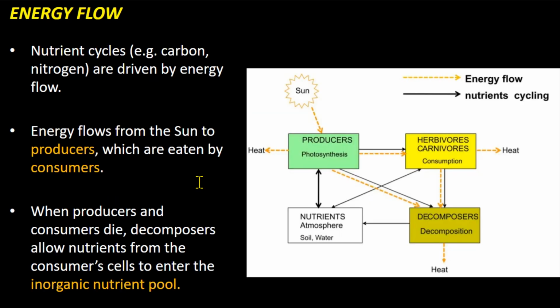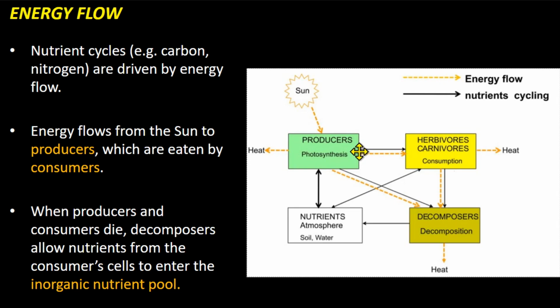Energy flow. So we have nutrient cycles, for example, the carbon cycle, the nitrogen cycle, the water cycle. All of these are driven by energy flow. Now remember, energy flows from the sun to producers, which are eaten by consumers. When producers and consumers die, decomposers allow the nutrients from the consumer cells to enter the inorganic nutrient pool. We can see from this flow chart here.